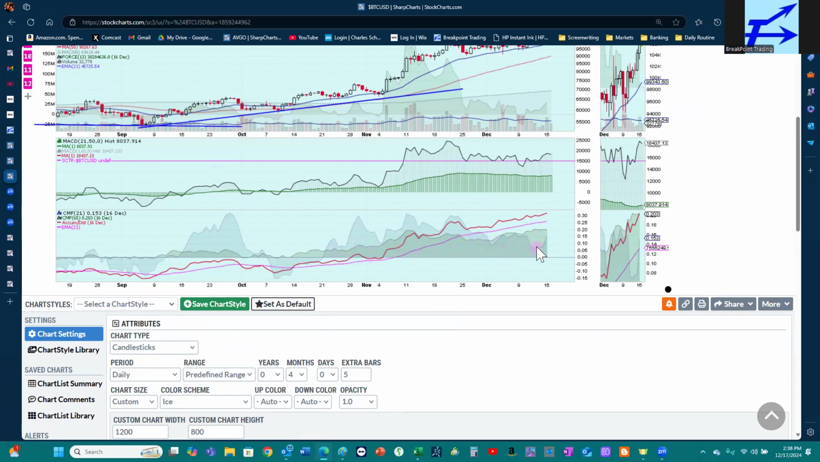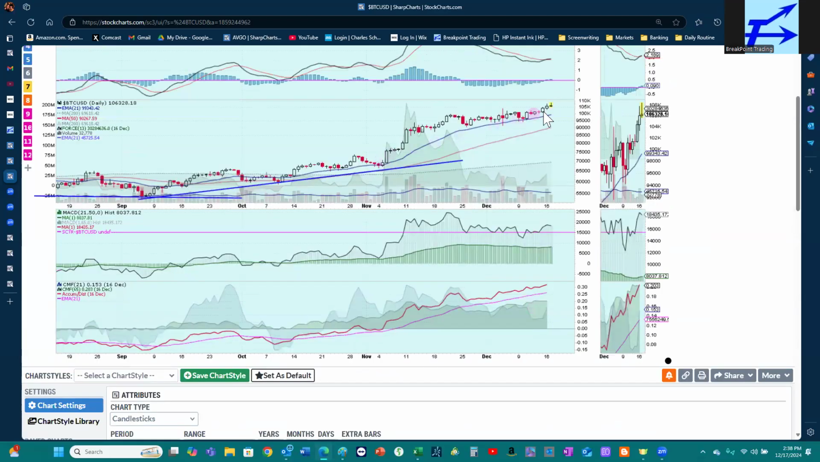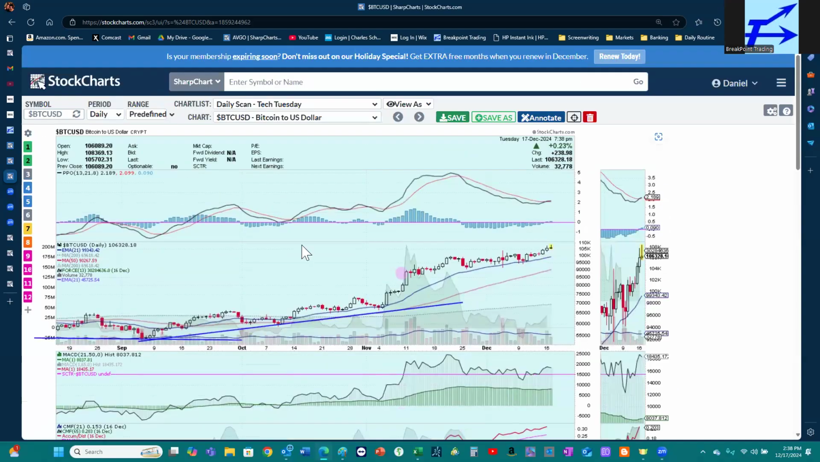So if both of these are above zero, then it's just confirming that money is flowing into it, and you clearly can see that with Bitcoin, definitely flowing into it. And then I put the accumulation distribution right over the top of it.